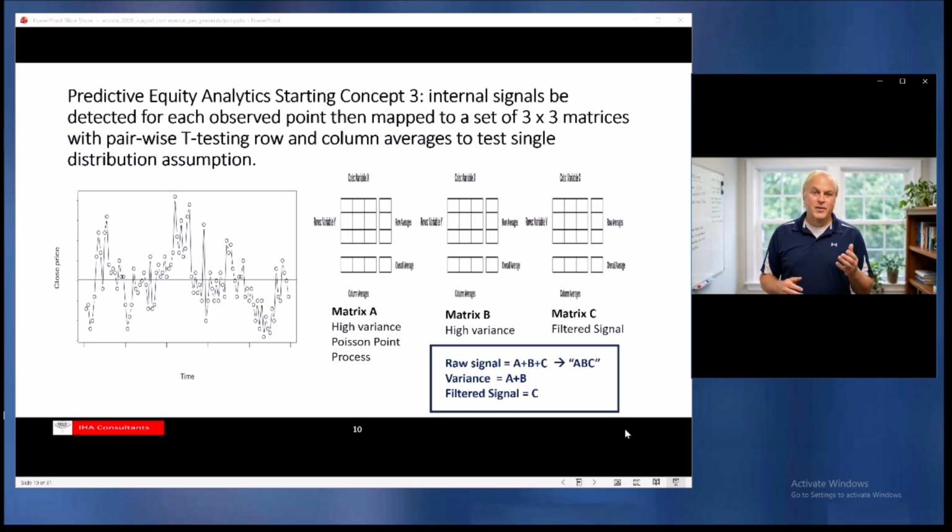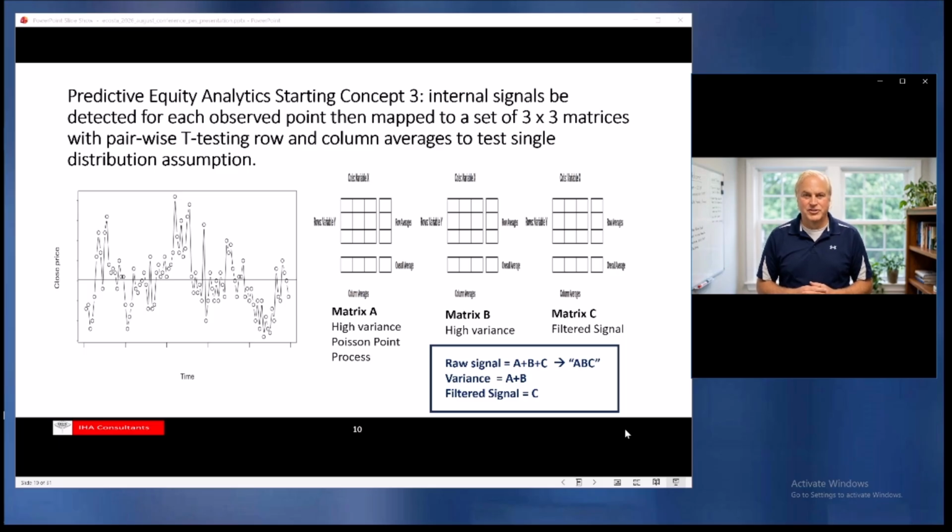AI-enabled predictive equity analytics starting concept 3. Internal signals are detected for each observed point, then mapped to a set of 3 by 3 matrices with pairwise t-testing of row and column averages to test the single distribution assumption. 3 matrices are utilized: matrix A, Poisson point high variance; matrix B, high variance; and matrix C, nominal variance. The raw signal is recovered by adding matrices A, B, C. The filtered signal is matrix C.